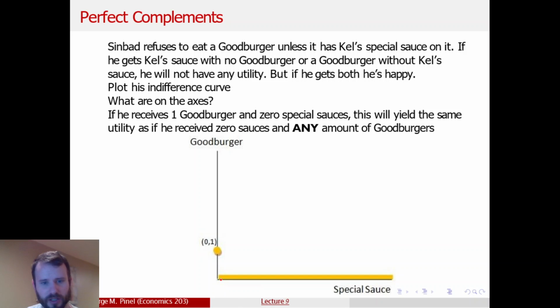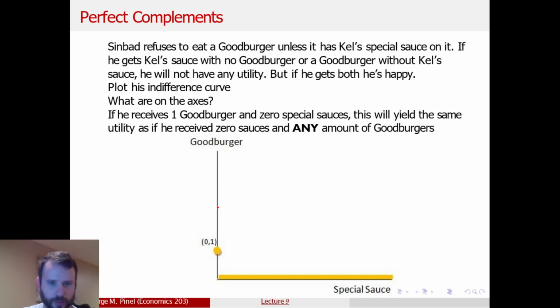Okay, so any amount of good burgers. Sorry, I guess I did it backwards. This is any amount of special sauce with 0 good burgers. 1 good burger and 0 special sauces. Oh, yeah, sorry. No, I have it right. So this is 1 good burger and 0 special sauces. Gives them 0 utility. And any amount of special sauce with 0 good burgers gives them 0 utility.